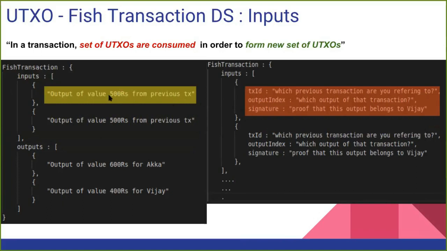When I am saying output of value 500 from the previous transaction, we know that in a transaction, the outputs look like an array. So we have to specify which output index I'm talking about. There could be multiple outputs in that transaction, right? But which one am I talking about? For that, I need to specify the index of it. And because Vijay is trying to spend this money, he has to provide the proof for it also. So that's why he has to keep the signature.